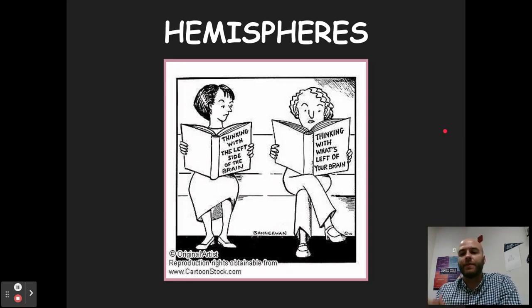All right, so that wraps up our lobes of the brain and the talk of the cerebral cortex. What we're moving on to now are the hemispheres of the brain. And there is seemingly in popular psychology this idea that one hemisphere of the brain is responsible for certain aspects of our personality, while the other hemisphere is responsible for other things, like are you left or right-brained?